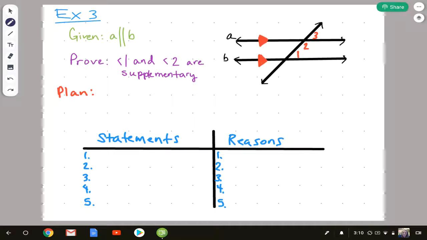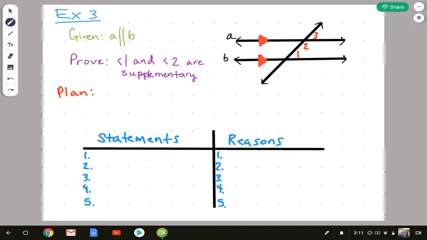Okay, so this is example 3. We're going to try another one. But first, in example 3, we're actually going to plan it out, and then we're going to write the statements and reasons. Again, you don't normally know how many steps you're going to have. I've already done this problem, so I know how many steps I need. But normally you'll just number as you go.